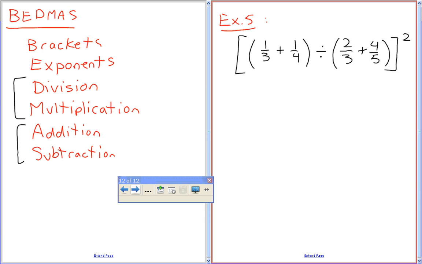Okay, this looks frightening. This will be one that's on your quiz on Wednesday. I'm starting with the difficult one because I'm a mean person. Okay? Now, brackets, exponents, division, multiplication. When you look at this question, you have to realize what you do first.